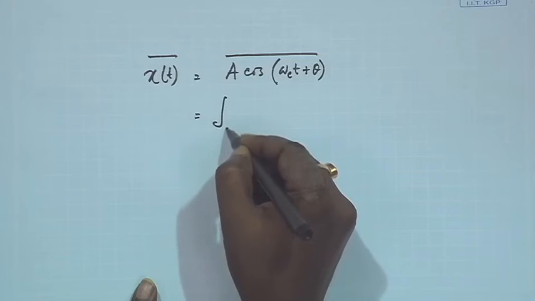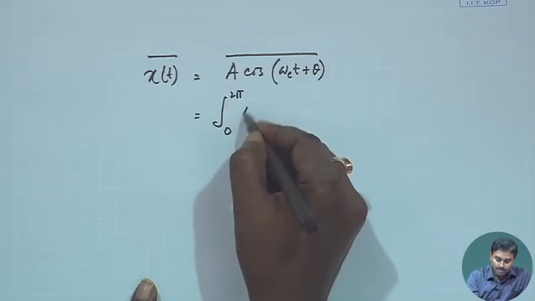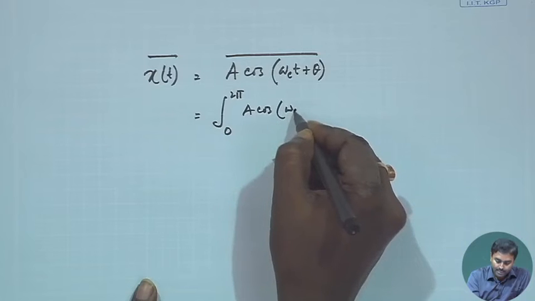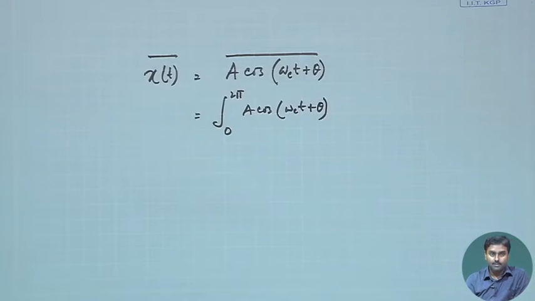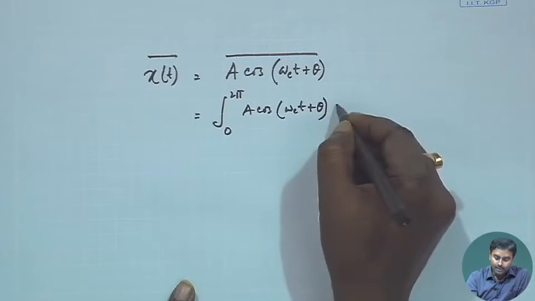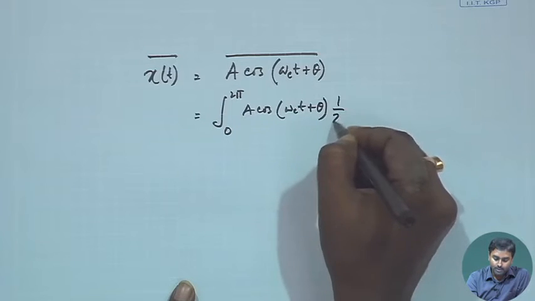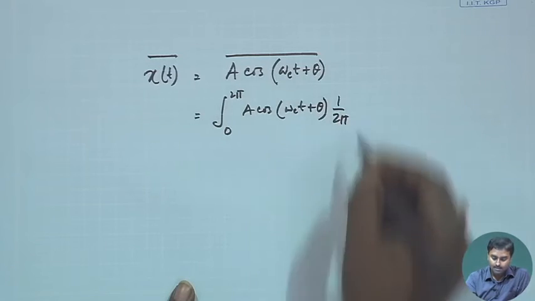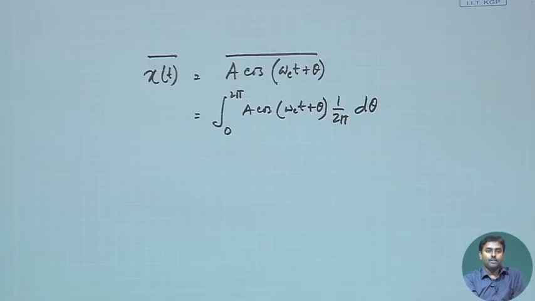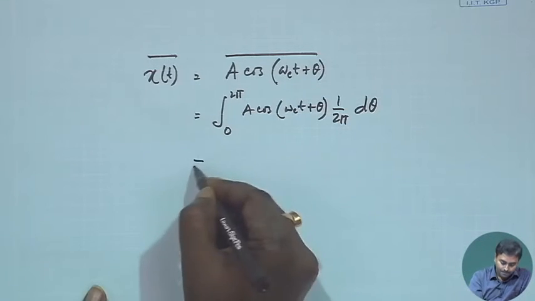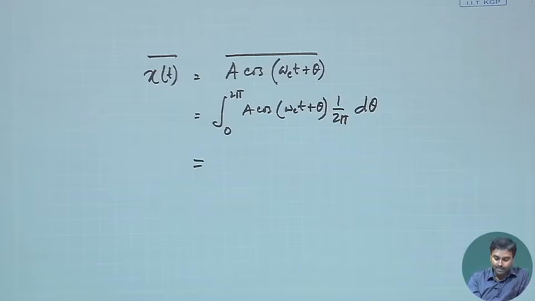So, it should be integrated from 0 to 2 pi of A cos(omega c t plus theta), that is a functional average, remember, into the PDF of theta, which is 1 by 2 pi within this range, d theta. So, that should be the evaluation. It is not a time average, remember that.